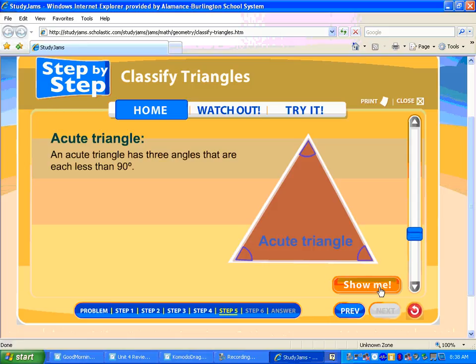Don't forget what my math teacher always says. An acute angle is so small, it's cute. Kind of cheesy, I know, but it might help you remember.